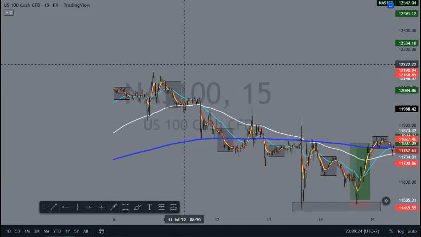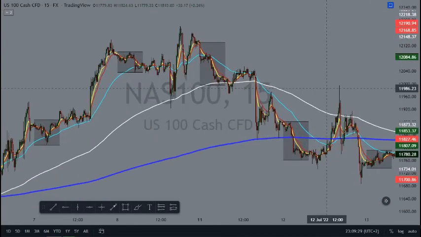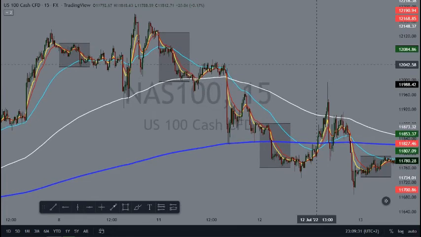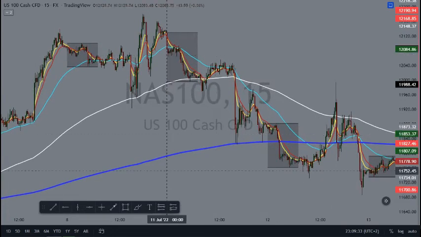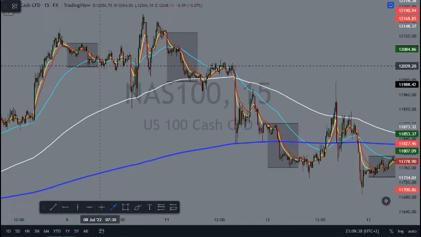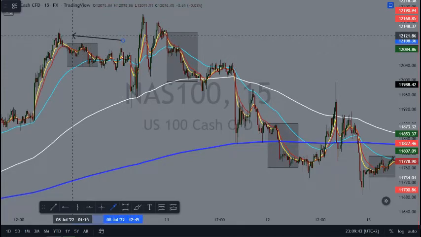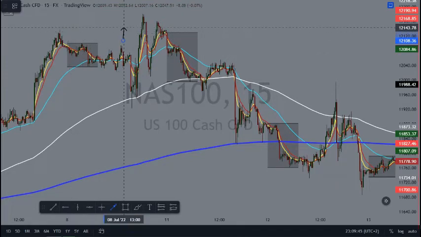So just look what happened here. What I'm actually talking about is this kind of setup. You can see here, the market came out of the Asian range. Market came out of the Asian range here, and then the market walked this high. Market walked that high, and then the market dropped from that point.